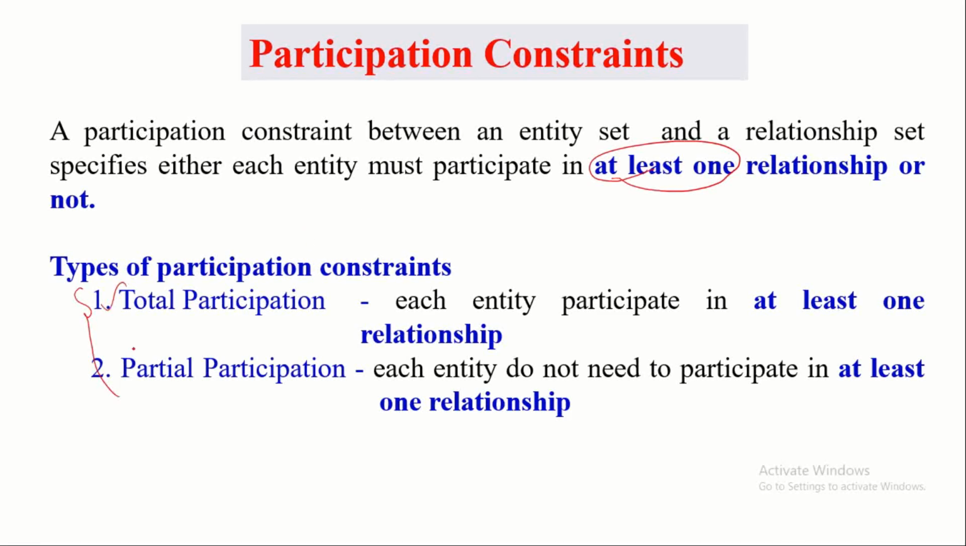One is total participation and another one is partial participation. Coming to total participation, it includes a constraint that each and every entity must participate in at least one relationship with the relationship set. Coming to partial participation, there is no constraint at all. Each entity does not need to participate in at least one relationship.